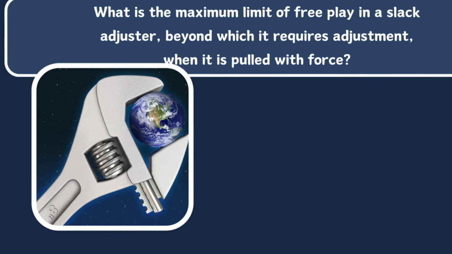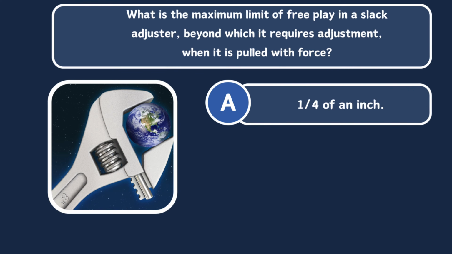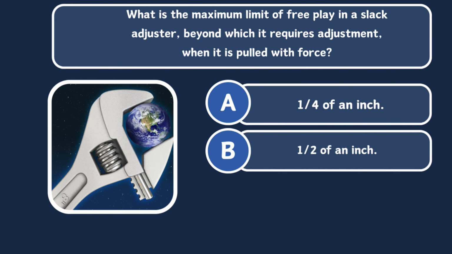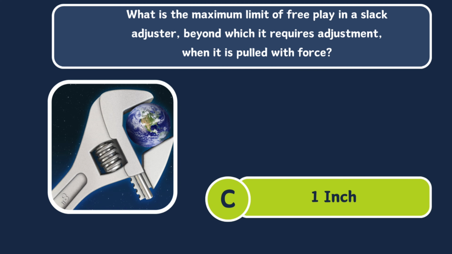Question 14. What is the maximum limit of free play in a slack adjuster, beyond which it requires adjustment, when it is pulled with force? A. 1/4 of an inch. B. 1/2 of an inch. C. 1 inch. Correct answer is C. 1 inch.